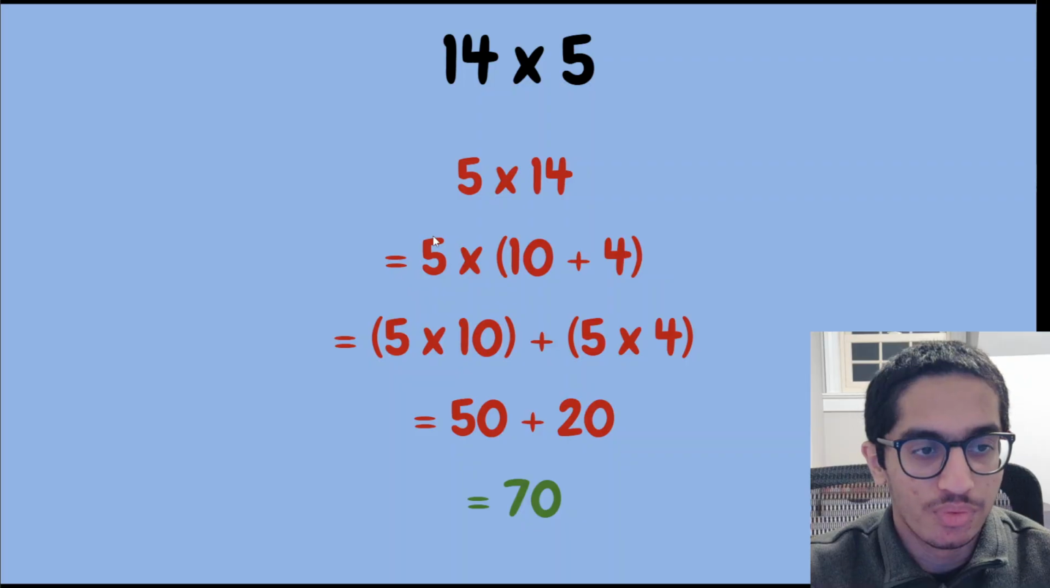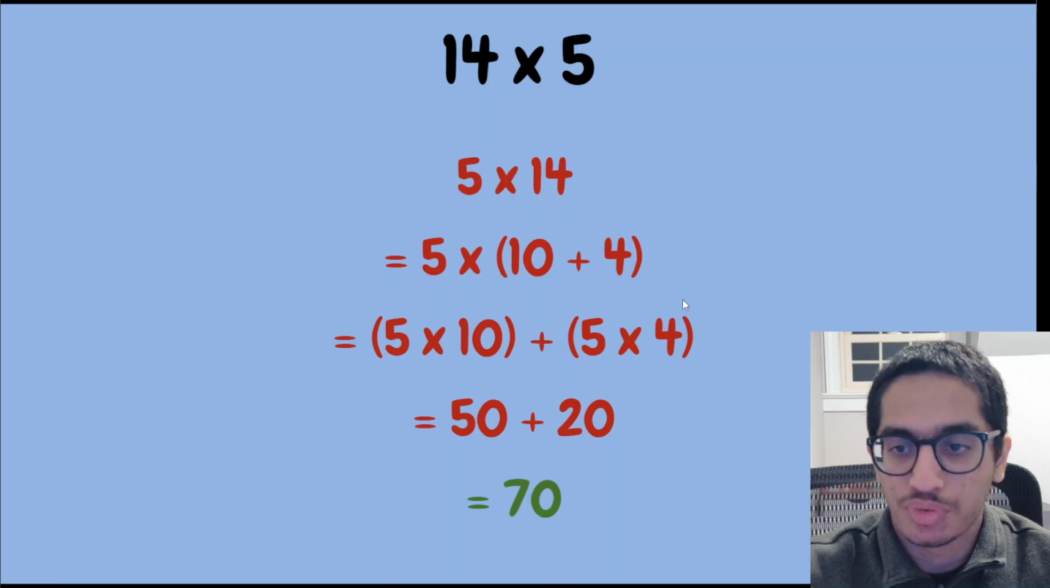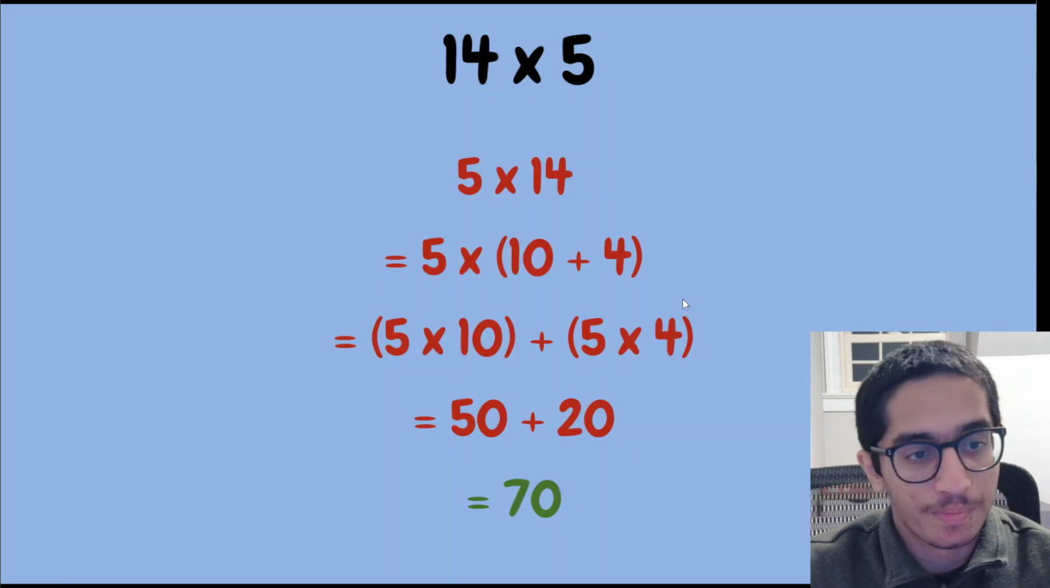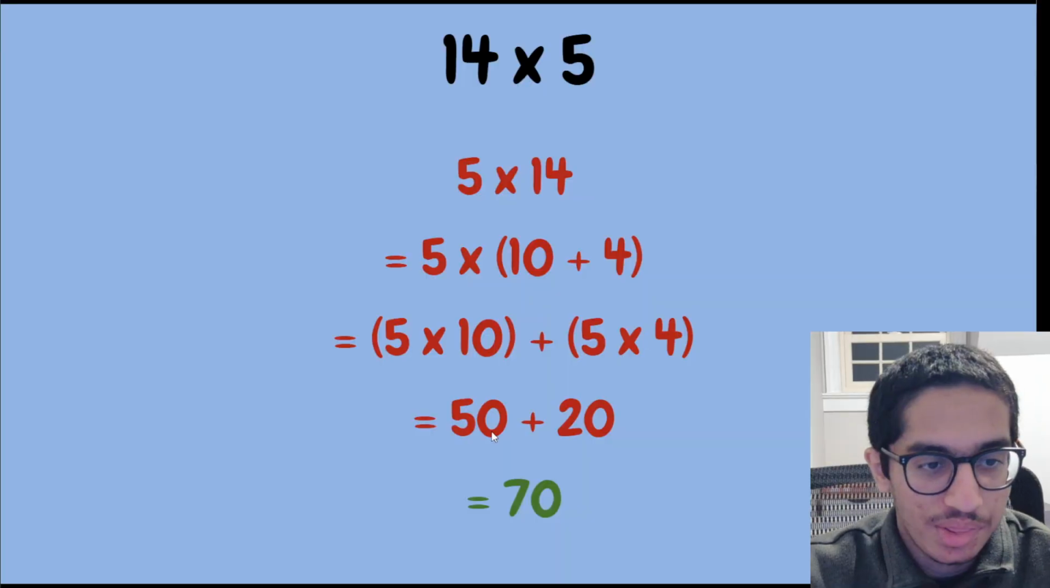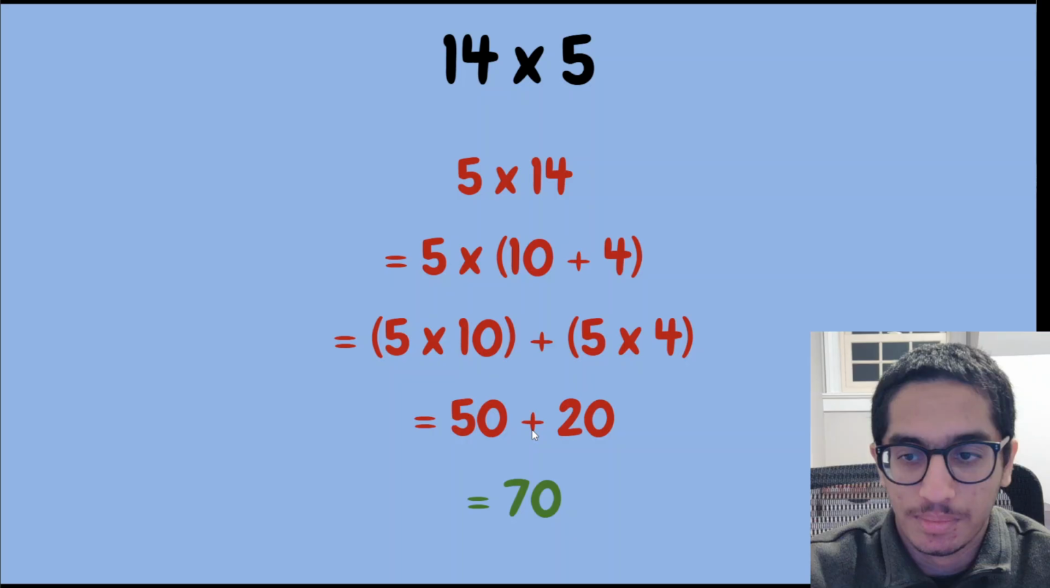Now, if we do 5 times (10 plus 4), then we can simply think of that as 5 times 10 plus 5 times 4. We'll learn this probably soon, but here's how you do it. Again, 5 times 10 is 50. 5 times 4 is very simple. We know what it is, 20. You add these two together and you get 70.